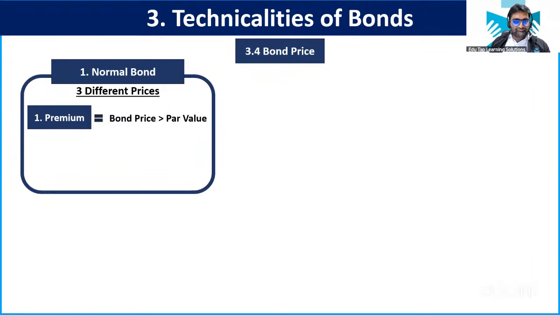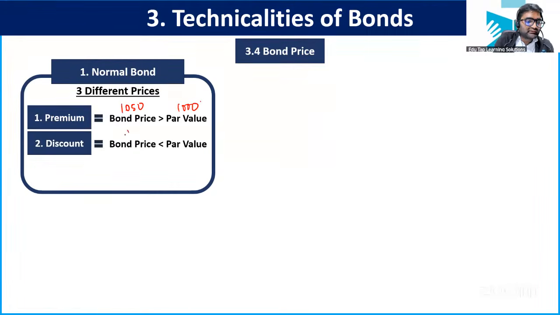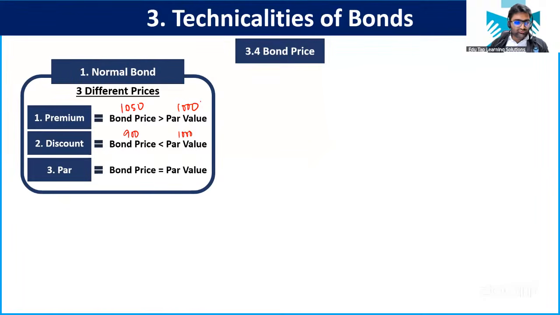First thing is premium. A bond can be at premium. How can we say that? The price of the bond is higher in comparison to the par value, let's say 1050, but the par value is 1000. The other thing is a discount. Let's say it is selling at 900 while the par value is 1000. It can also be at par, when the par value is 1000 and the bond price is also 1000. So these are the three different prices that we can visualize.